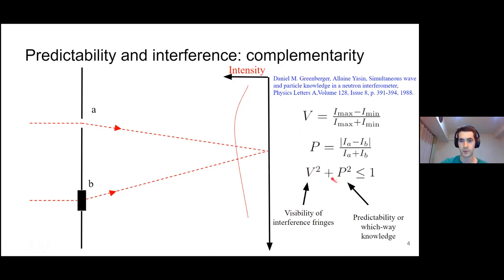So V squared plus P squared is always smaller or equal than one. And this is kind of logical, because to have maximal visibility, you need light to pass in slit A and in slit B. And if light is only in one of the two slits, that is P equals one, it spoils any interference pattern and it forces V to be zero. But note that if V or P is zero, we cannot deduce anything on the other quantity with this inequality.